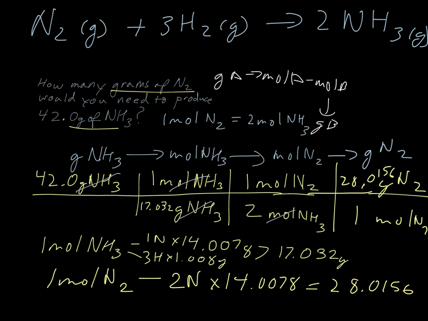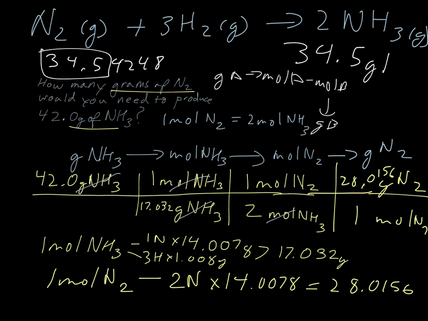42 divided by 17.032 divided by 2 times 28 gives me a calculator lie of 34.54248. But if I look at my problem, I've got 1, 2, 3 sig figs, so 1, 2, 3. And that gives me a final answer of 34.5 grams of nitrogen.